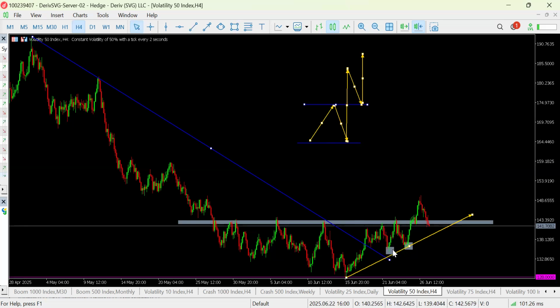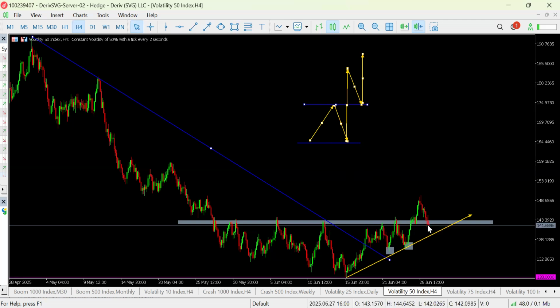Now we have a double bottom. So it actually broke out and broke this neckline, and price went up, and we can see that price is currently back to the neckline. So that means we have price currently at our key point of interest. And like I always say, because we have a trend line underneath, price can play here a bit.